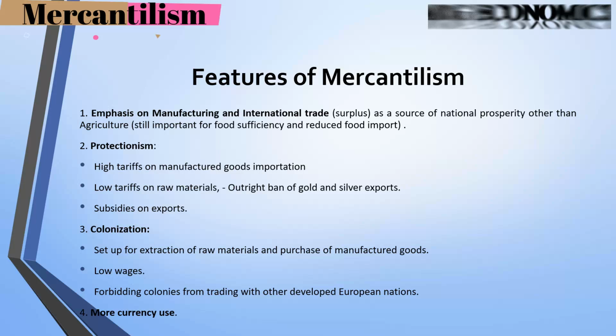So let's just read what we have here. Colonies were set up for the extraction of raw materials and purchase of manufactured goods. I've explained that. Then, low wages. So in the colonies, the colonizers paid low wages to the workers, and they even got slaves. They enslaved a lot of people. Of course, you should know the story of Nigeria, the colonization, how Britain colonized Nigeria, this and that. So they paid low wages to the workers and to the slaves.